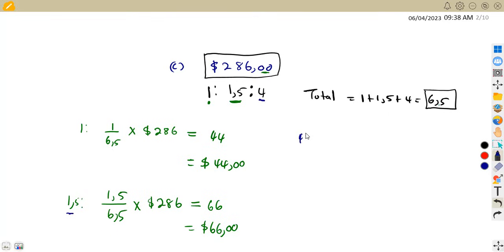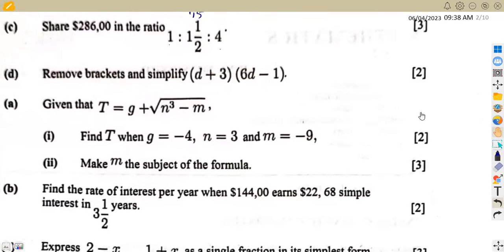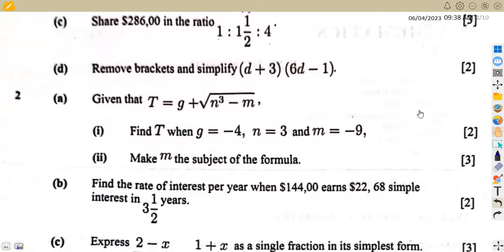The same thing for the ratio of 4. What is going to be the corresponding amount? That's 4 over the total ratio of 6,5 times the amount which is being shared, $286. This was going to give us 176, so that's $176 in this case. So that is how we're supposed to answer this question. You simply take from the ratio that you're given. Ratio simply represents a total of how you're sharing from that total. You can use the total of the ratio against the total amount, then you can simplify further.